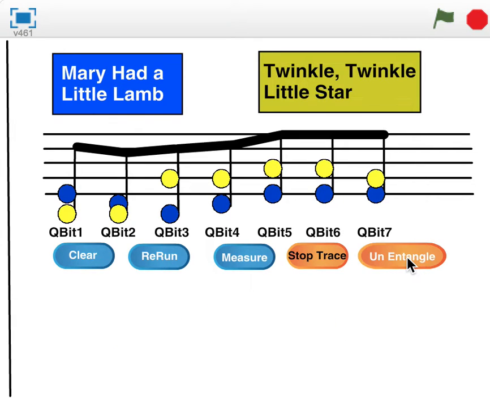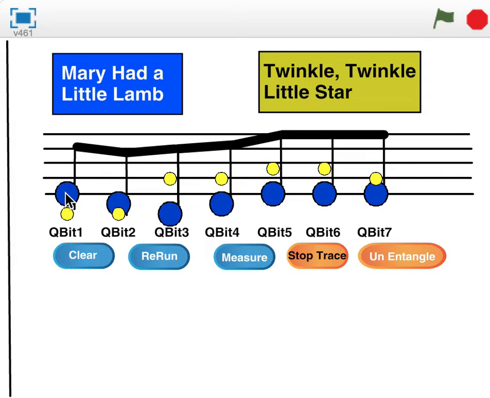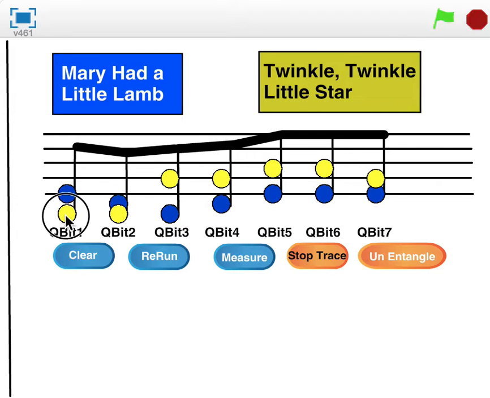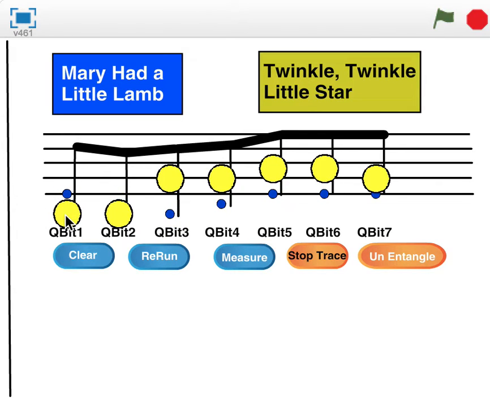So I'm going to entangle it now. And now, when I try to increase the probability of blues, it doesn't just affect the one qubit, it affects all qubits because I've already used entanglement to restrict the outcome to either all ones or all zeros. So the probability is the same within all qubits.